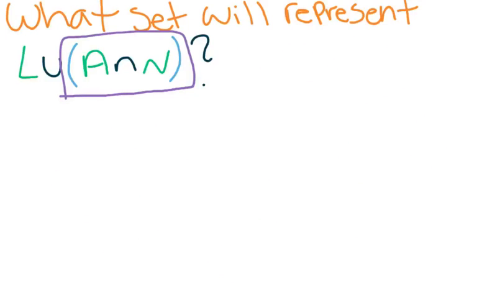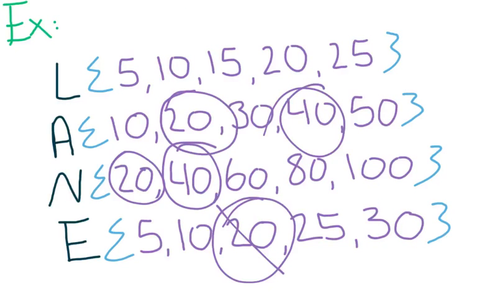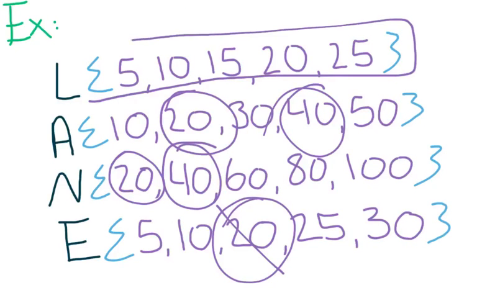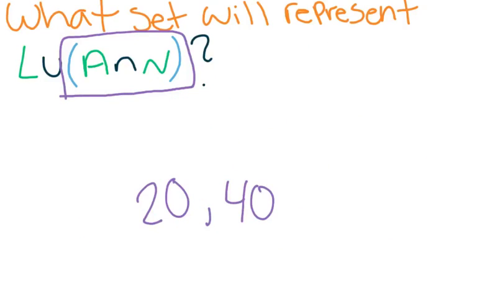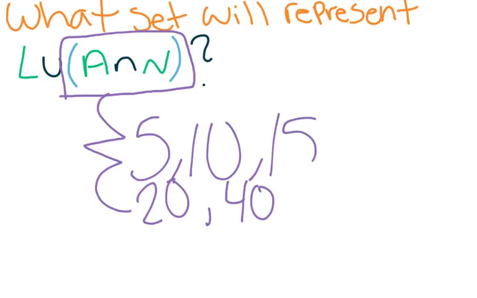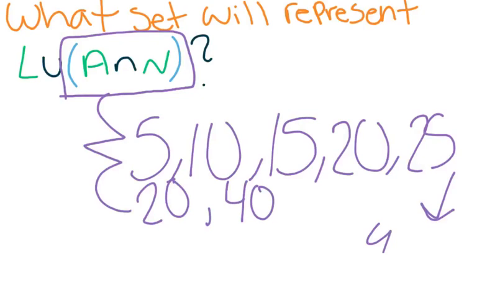And then once we have that, we would know that 20 and 40 are both needed to be added in L. So we would write this whole thing and include 20 and 40, which would be 5, 10, 15, 20, 25, 40, and that would be your answer.